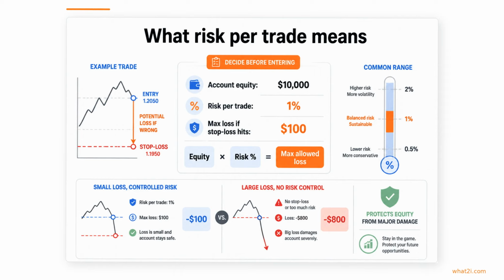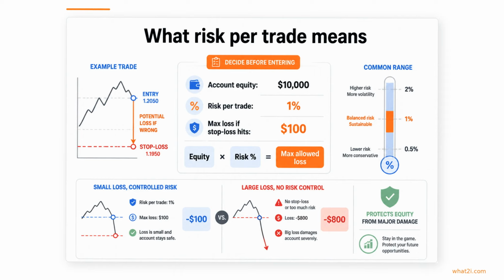A stock example makes the logic concrete. Suppose you have a $50,000 account and you plan to buy a stock at $100 with a stop at $95. That means the risk is $5 per share. If your rule is to risk 1% of equity, your maximum loss is $500, and 500 divided by 5 gives you 100 shares. If your rule were 2% instead, the same setup would allow $1,000 of risk, which supports 200 shares. The trade itself did not change at all. Only the risk budget changed, and that is what changed the position size.